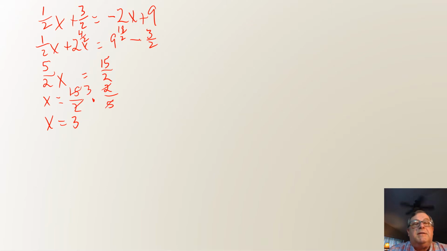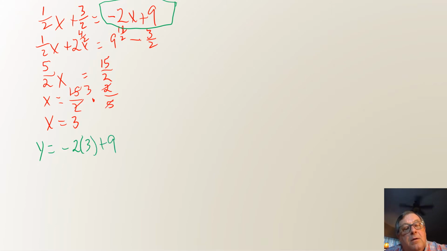All right, so now I need to take this 3 and substitute it into this part of the equation, which was one of my original equations for the line. So let's do that and solve for y. So now we can say that y is equal to negative 2 times 3 plus 9. Well, y is equal to negative 6 plus 9, and y is equal to 3. So our point of intersection is (3, 3).